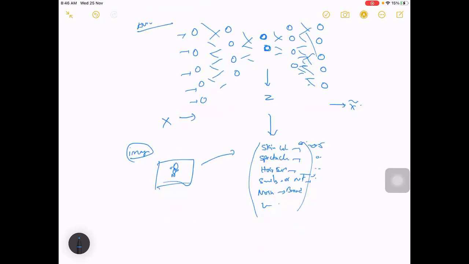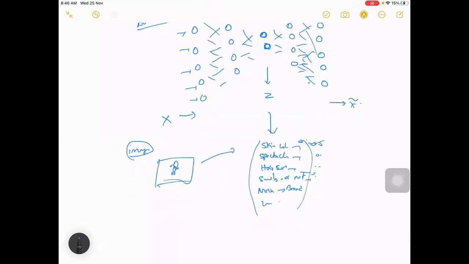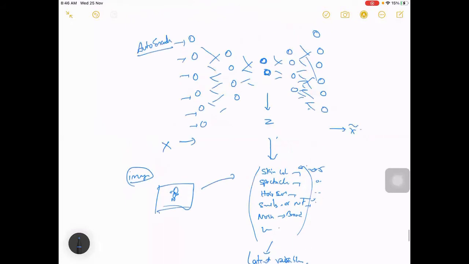So we are representing the data with some values, and from those values it's kind of describing what your data is. We call these latent variables. They are descriptors of your data, and from these descriptions you are again reconstructing your input. This is what we do in an autoencoder.